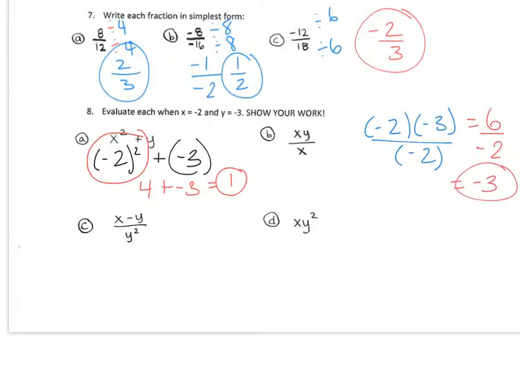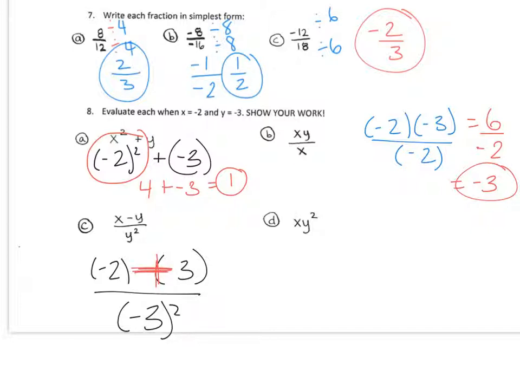And then letter C, x is negative 2 minus y is negative 3 over negative 3 squared. So negative 2 minus negative 3 is negative 2 plus 3, which is 1. Negative 3 squared is in parentheses, so it's going to be 9. So the answer is 1/9.